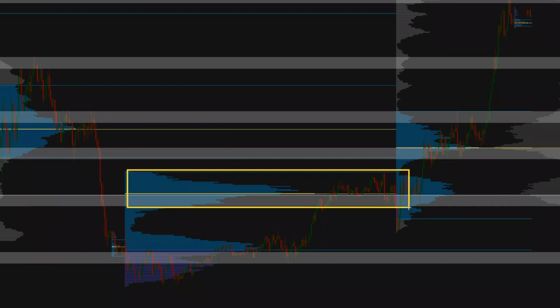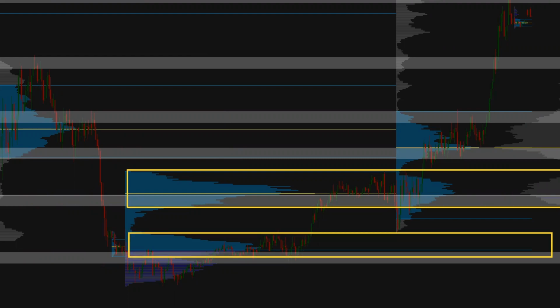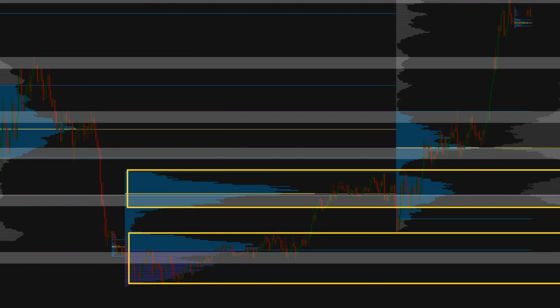Okay, there's a very big distribution block that sits like this, right? That's a very key distribution block. There's also another key distribution block that sits like this. So what is the meaning of this? What is the value of this?